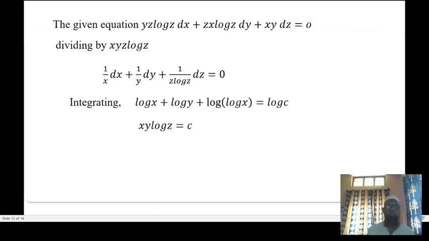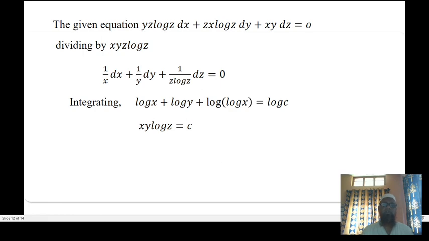The given equation is yz log z dx plus zx log z dy plus xy dz equals 0, dividing by xyz log z. So 1 upon x dx plus 1 upon y dy, second term. Third term is 1 upon z log z dz equal to 0. So integrating, log x plus log y plus log of log z. If you put log z equal to t, so differentiation 1 upon z dz is dt, so log t, log of log z equal to log c, integrating constant. So log of a plus b plus c is log of xy log z equal to log c. So xy log z equals c, where c is the integrating constant, is the required solution.